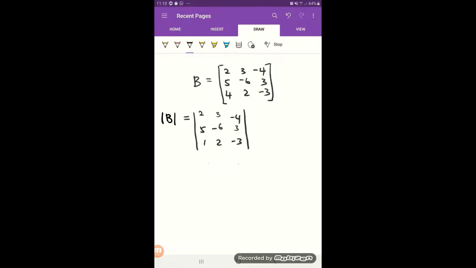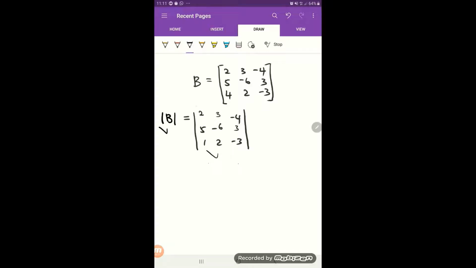How to find the determinant of a 3 times 3 matrix? For example, matrix B. To find the determinant of matrix B, we write the absolute of matrix B like this, or we rewrite all the elements of matrix B inside the absolute signs like this. Before that, we write the signs first for all the elements of matrix B.